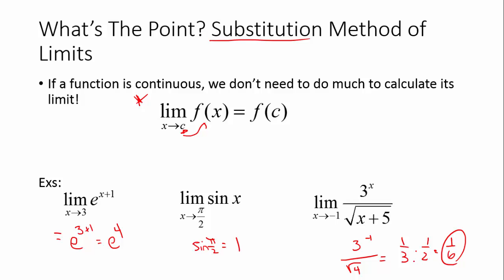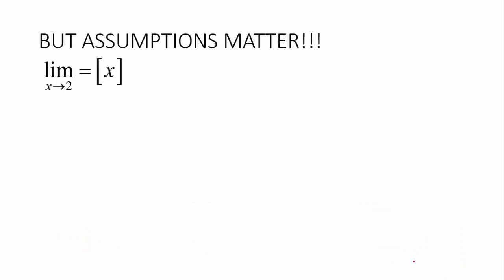You don't need to do the graphing approach that we've done before. You can just plug in that c for x. But that only works if the assumption that the function is continuous at c matters. Here's an example. The limit as x approaches 2 of the greatest integer value of x. You've all been asking me about this step function, and we've been doing some other functions. We haven't really done anything with it. Let's do something with it.